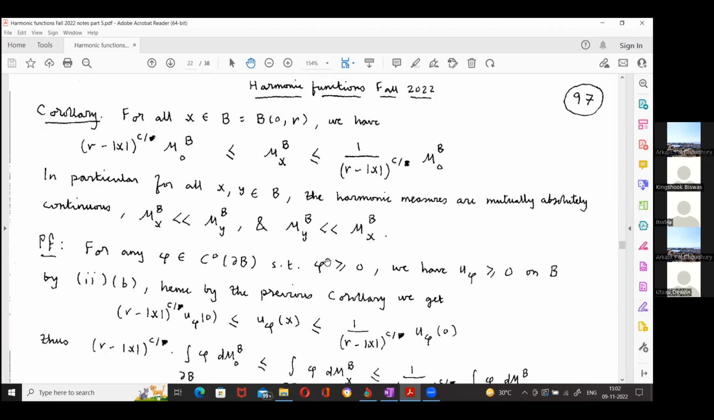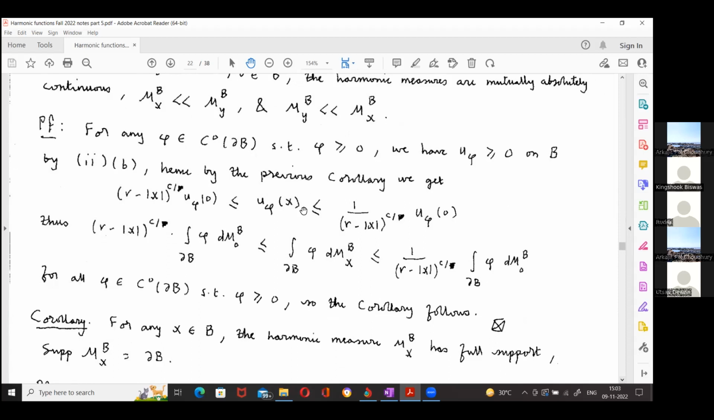So you take any continuous function phi on the boundary of B which is non-negative. Then by the maximum principle, its harmonic extension is also non-negative on the ball. And therefore we can apply the Harnack inequality, right? So we get that the harmonic extension u phi of x is less than or equal to 1 over (r minus |x|) to the power c times u phi of 0, and greater than or equal to (r minus |x|)^c times u phi of 0. And this u phi of x is the integral of phi with respect to the harmonic measure based at x, and this u phi of 0 is the integral of phi with respect to harmonic measure based at 0. Since this is true for all phi, the measures satisfy this corresponding inequality, right?